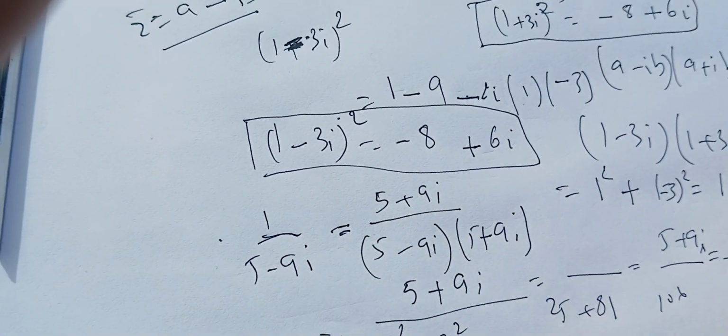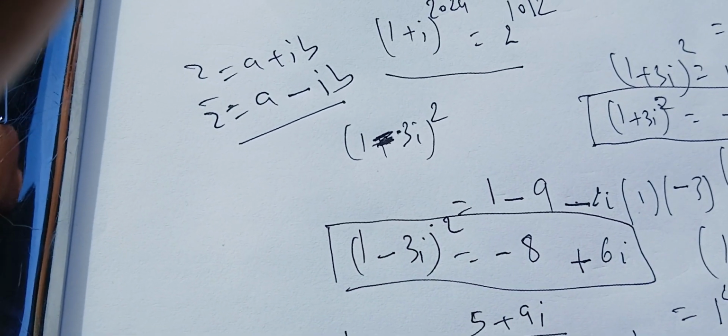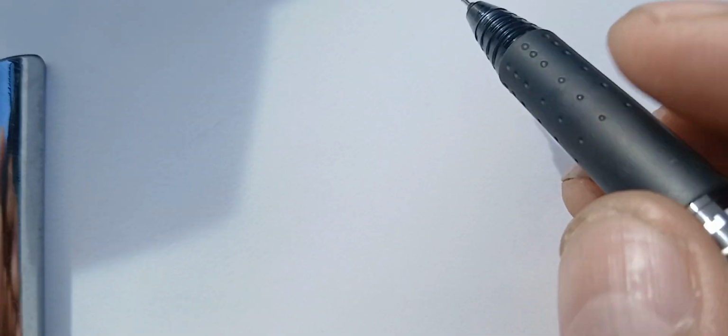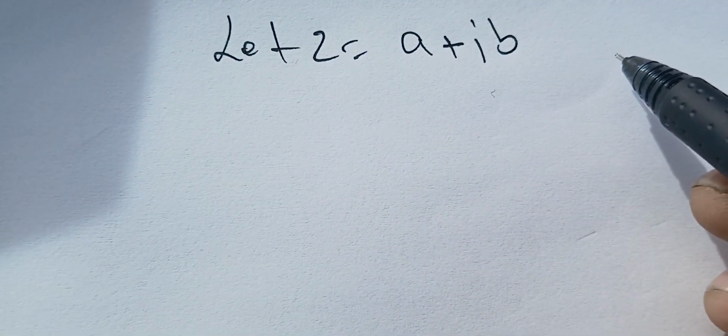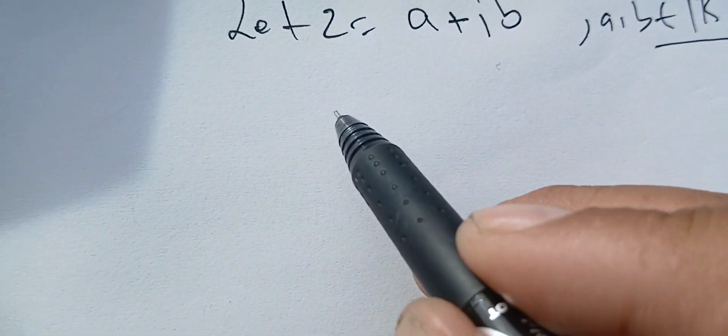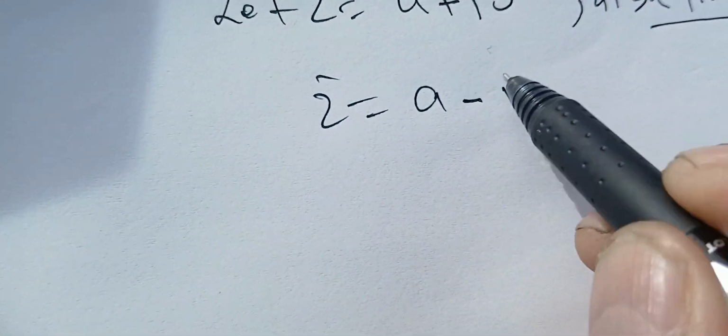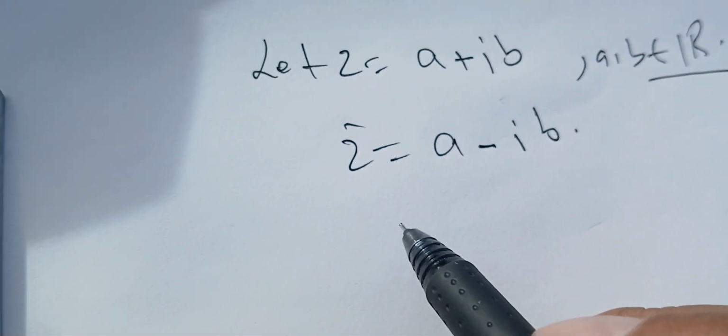Okay, so this is our value here. The next question that we are asked is, in general, we want to compute z plus z bar and z minus z bar and see what we get. So let z equal a plus ib with a, b in R, real numbers. So z bar in this case is a minus ib. So we want to compute the sum of these two numbers.